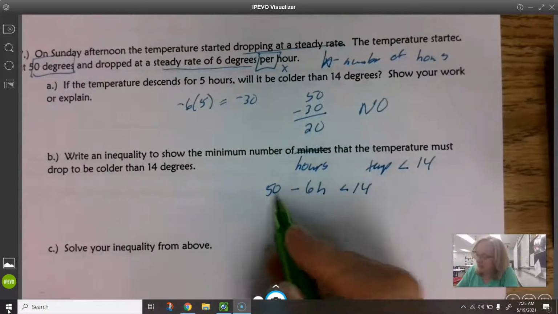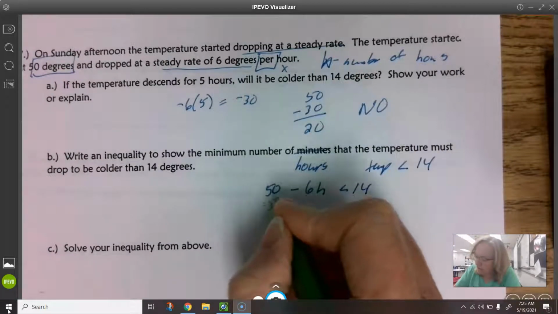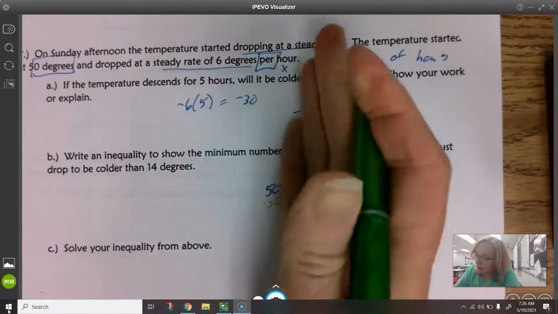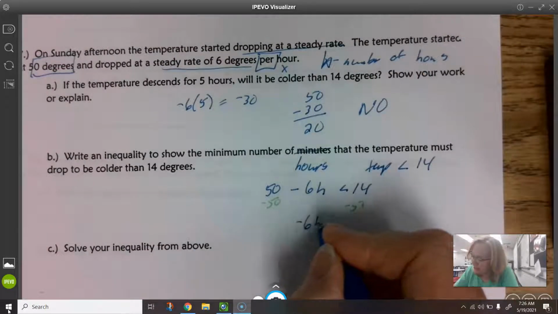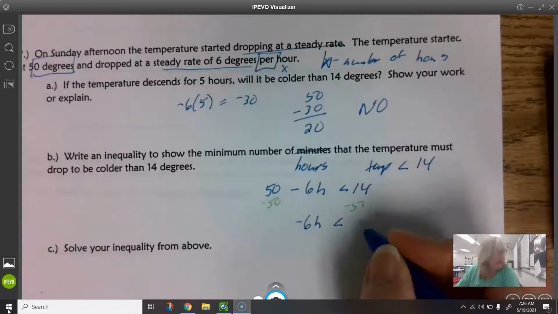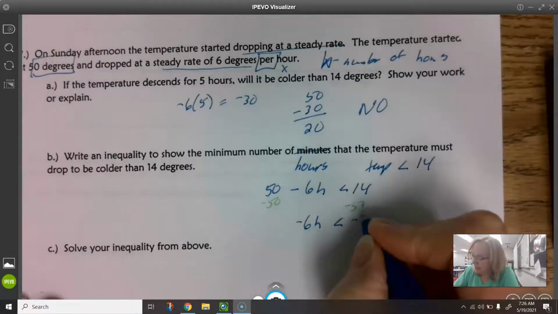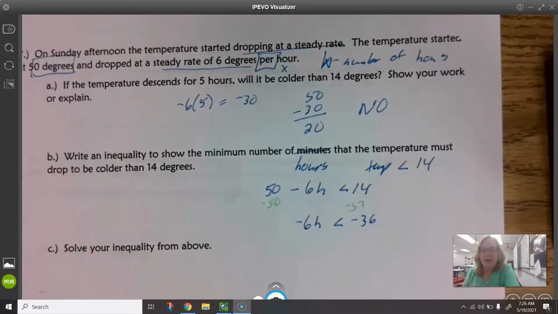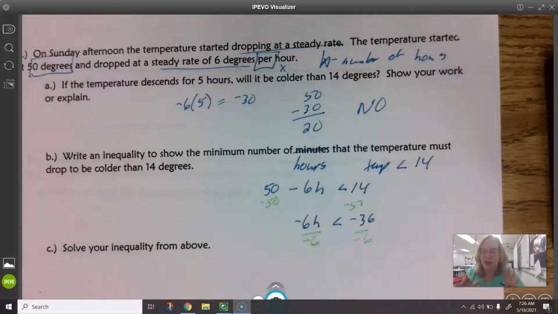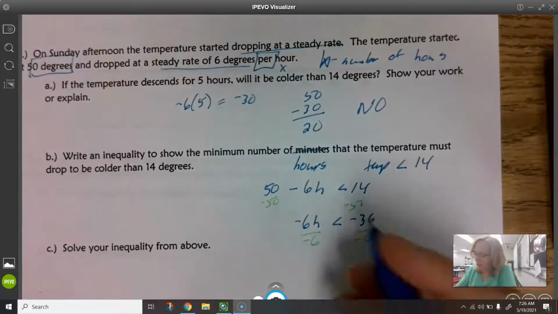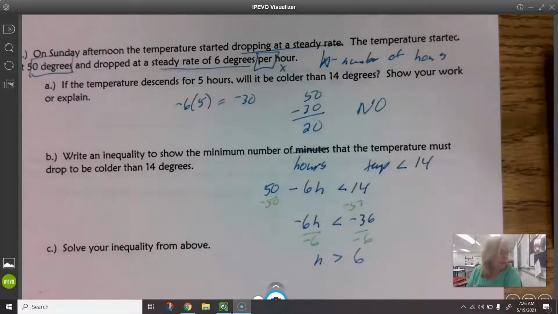Choose the number that doesn't have the variable. I have a positive 50, so I'm going to subtract 50 or add a negative because I have to get this to be 0. So negative 6h is less than, pause, you know me in subtraction, hold on. I had to get out my calculator, it's negative 36. And now we're going to divide by negative 6. Oh, what did I just say? Divide by a negative. That means my inequality sign has to go the opposite direction. So we're going to get h is greater than 6.